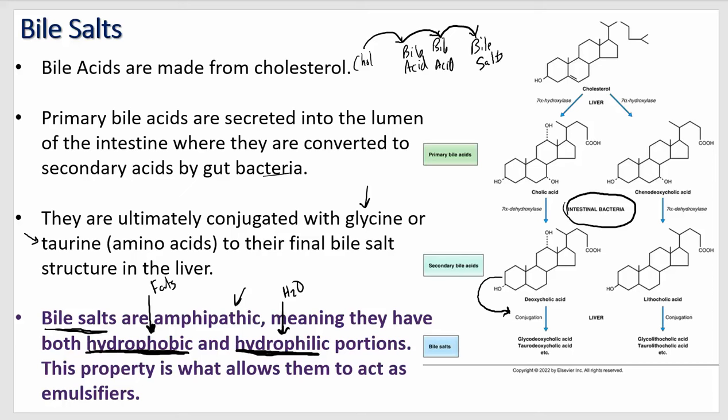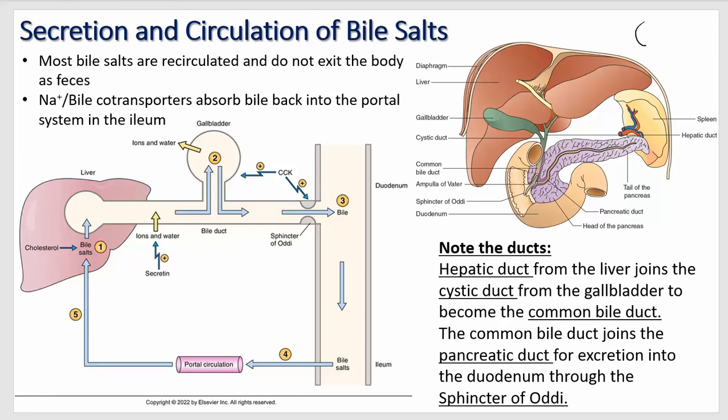Fats, okay. This is the property that allows them to act as an emulsifier, and remember our goal is to break down the big particles or big drops into smaller droplets. All right, so let's look at the secretion and circulation of the bile salts.